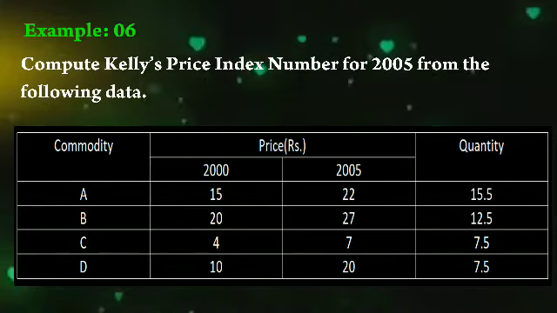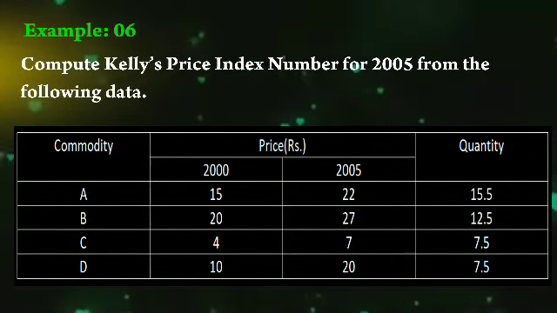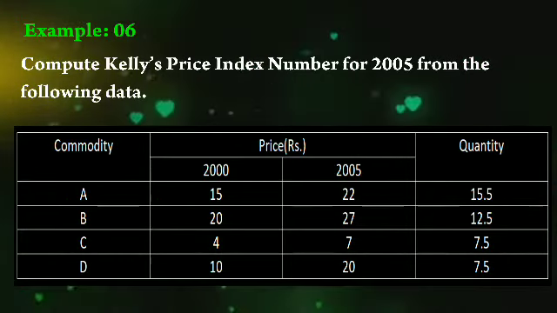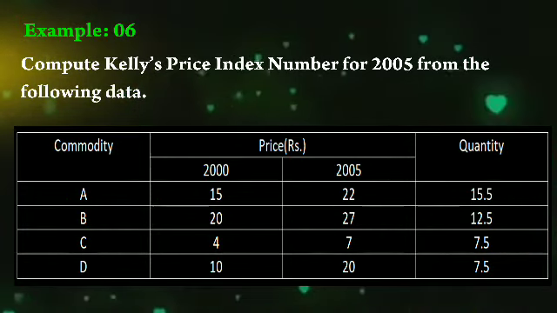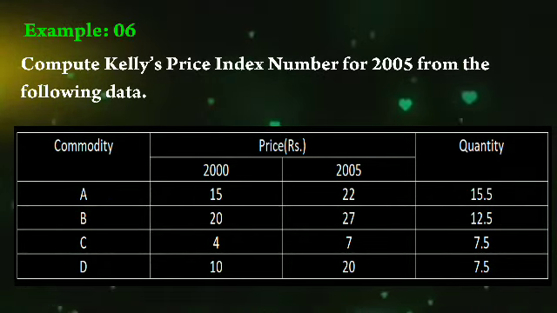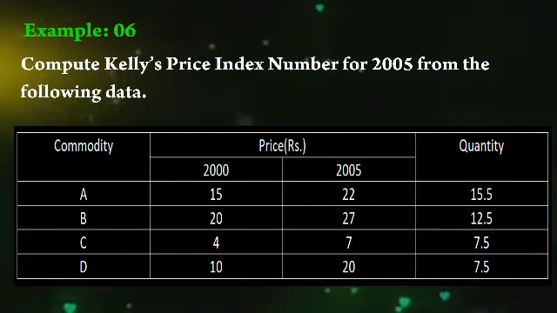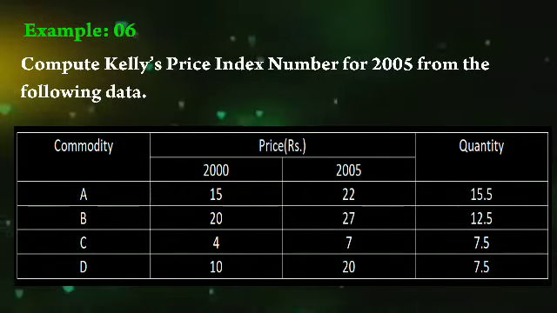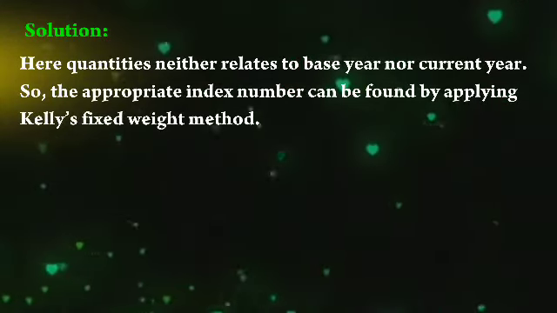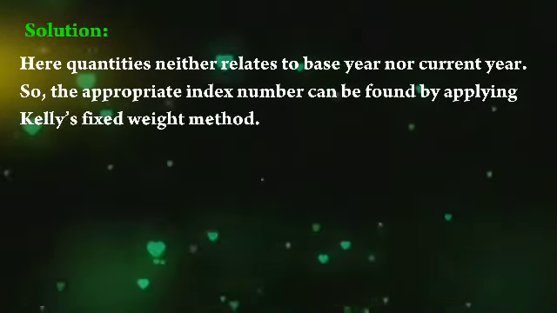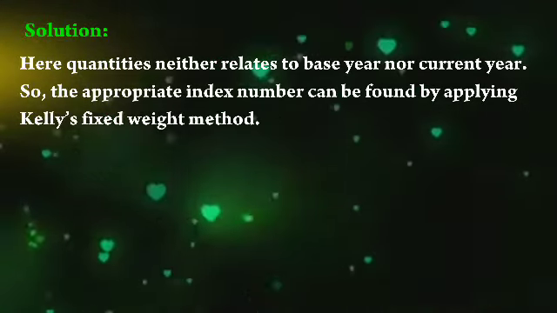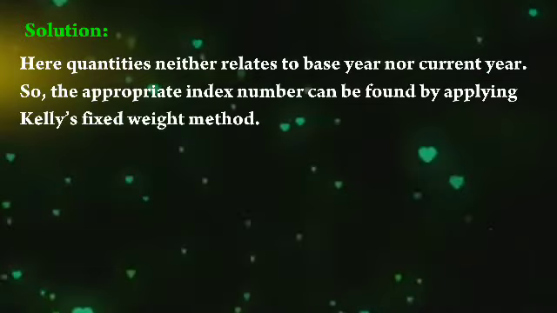And we know that only for Kelly's price index number, the weight values are fixed. It is neither Q0 nor Q1. It is neither of the base year nor of the current year. So here we are applying Kelly's index number formula in order to construct the index number. So solution. Here quantities neither relate to base year nor current year. So the appropriate index number can be found by applying Kelly's fixed weight method.